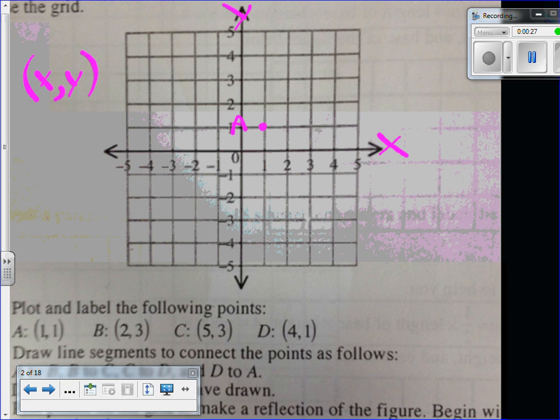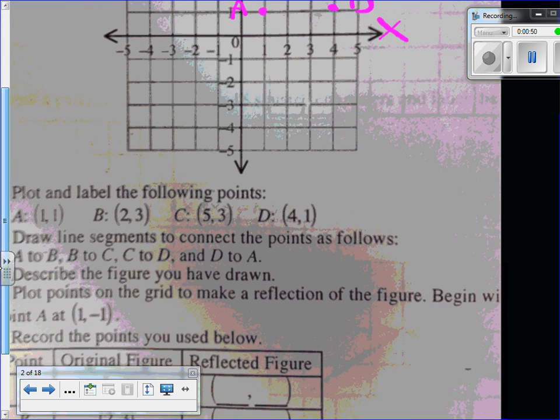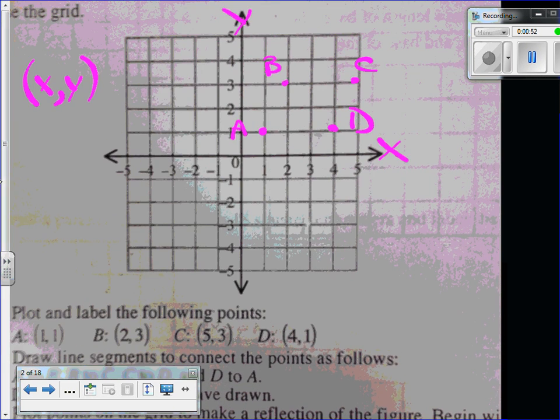This is A. 2, 3, over 2, up 3. This is B. C, over 5, up 3. This is C, and D is over 4, up 1. This is D. Then it says, draw line segments to connect the points as follows.